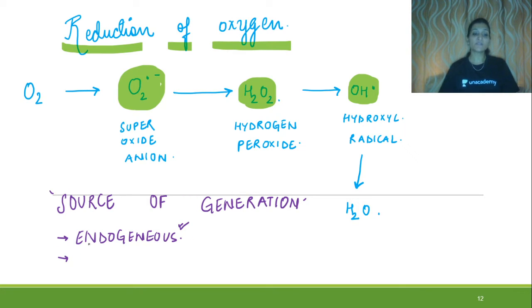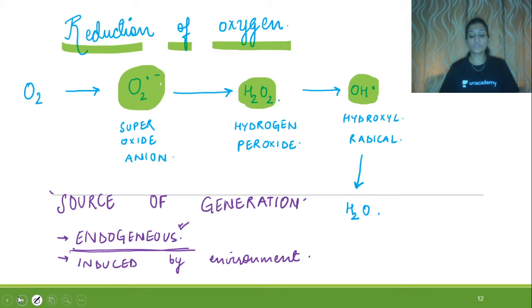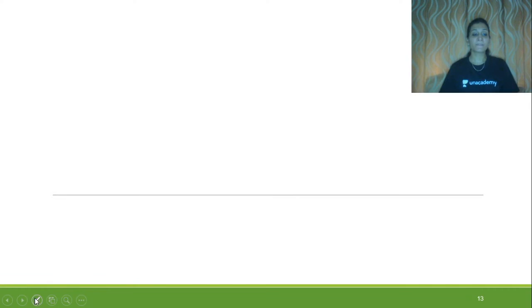So endogenous, normal endogenous, and induced by environment, right? So the source of generation we'll be seeing under these heads, and mostly it is very common to be produced in the body, that is, this endogenous source is a very common one. So let us talk about this endogenous source in detail.